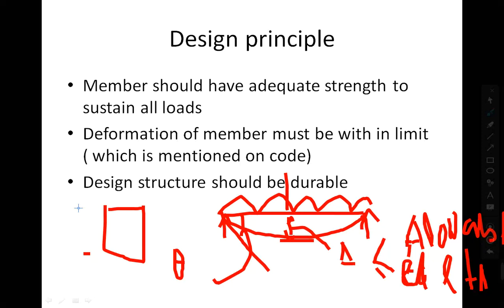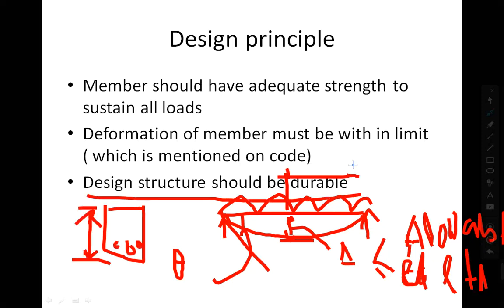Again, the designed structure should be durable. What is durable? Durable means the ability of material to resist the weathering action. You also check durability with the quality of materials. You have to maintain the quality of concrete so that durability is maintained. If the structure is not durable, then the structure deforms quickly and loses strength.